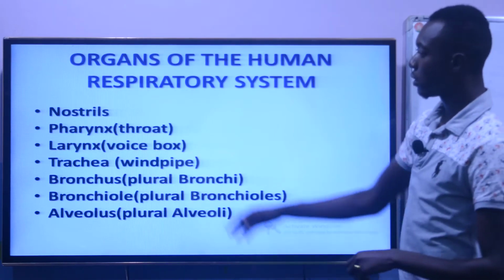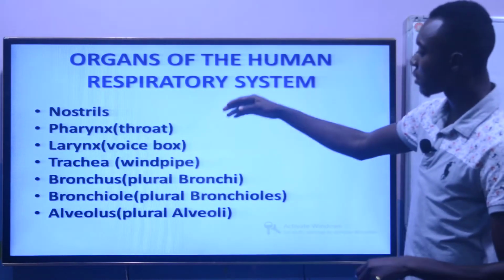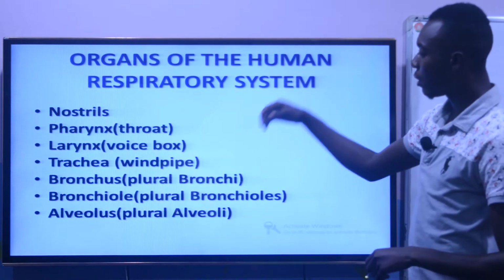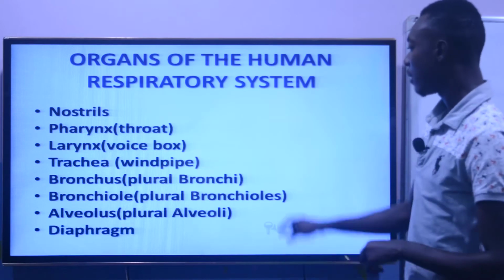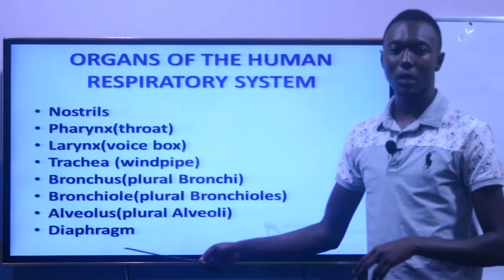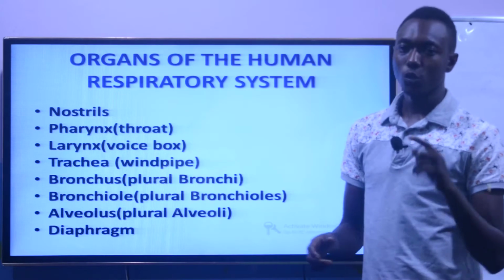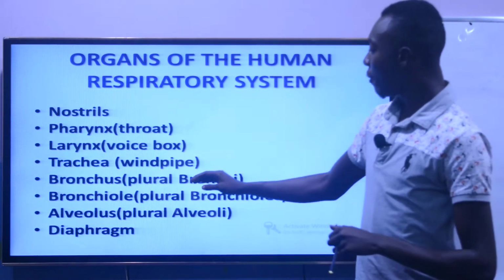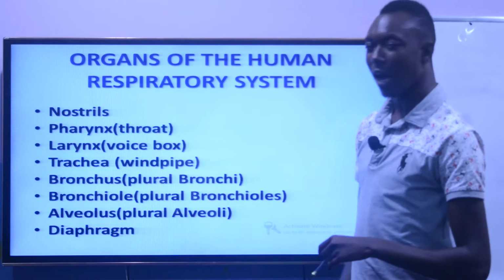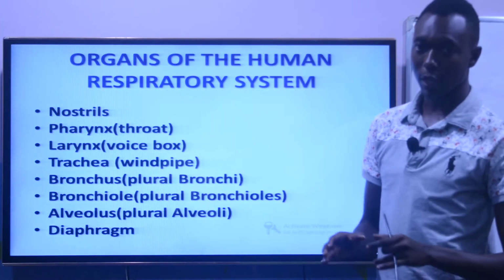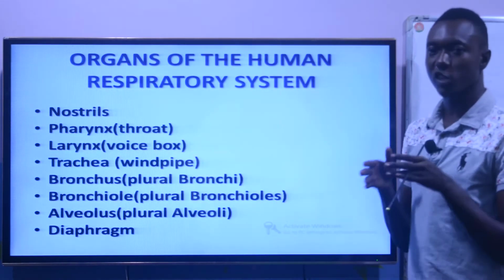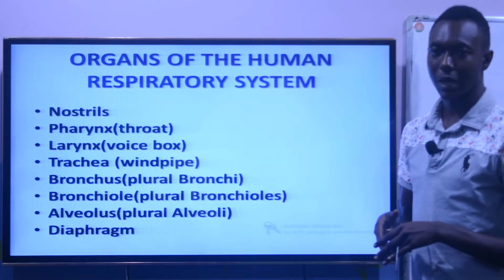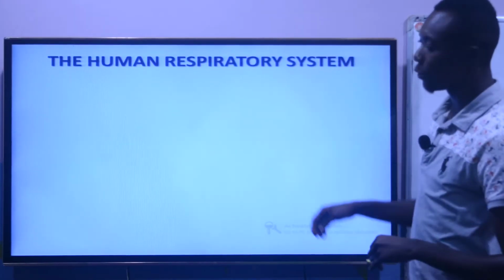Take note of these: nostrils, pharynx, larynx, trachea, bronchus, bronchiole, alveolus, and lastly, we shall talk about the diaphragm. Note that the bronchioles and alveoli are all located in the lungs. Take note of that. And then the bronchus also stretches into the lungs as well.